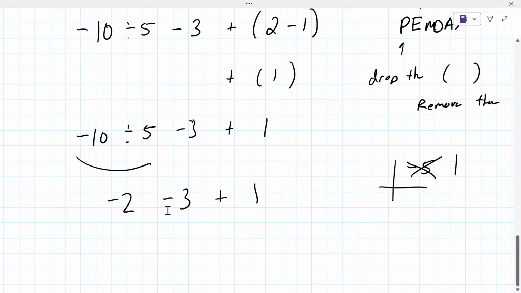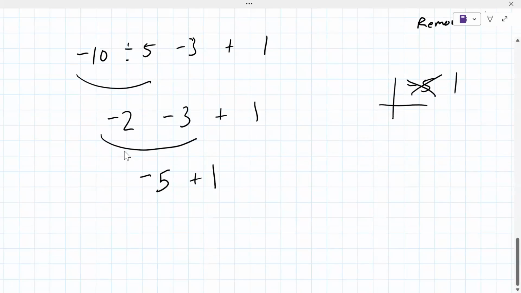Oh, maybe you lost a sign there. Yeah, I did. They're both negative. We could talk about the rules for that, but it's like you owe someone $2, you owe them another $3, you owe them now $5, plus 1. No, it's -4. Yes, -4.